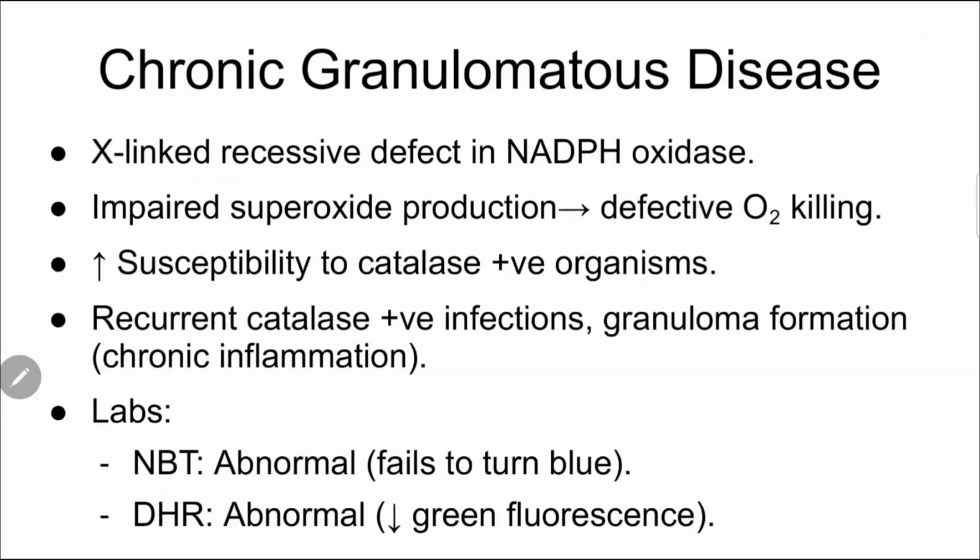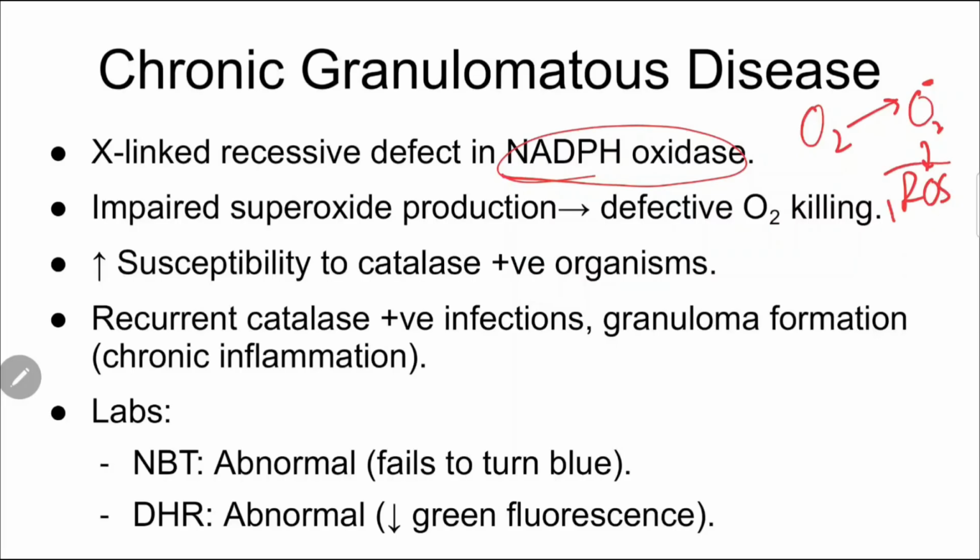Next, I've talked about this a lot of times, chronic granulomatous disease, or CGD. It's an X-linked defect in NADPH oxidase. NADPH oxidase is responsible for converting O2 into superoxide anion, right? And then this goes through further processes to make what are known as reactive oxygen species. These reactive oxygen species are very effective in killing off bacteria, right? Now, obviously, if you don't have NADPH oxidase, then you have impaired reactive oxygen species killing, or impaired oxygen-dependent killing, right?